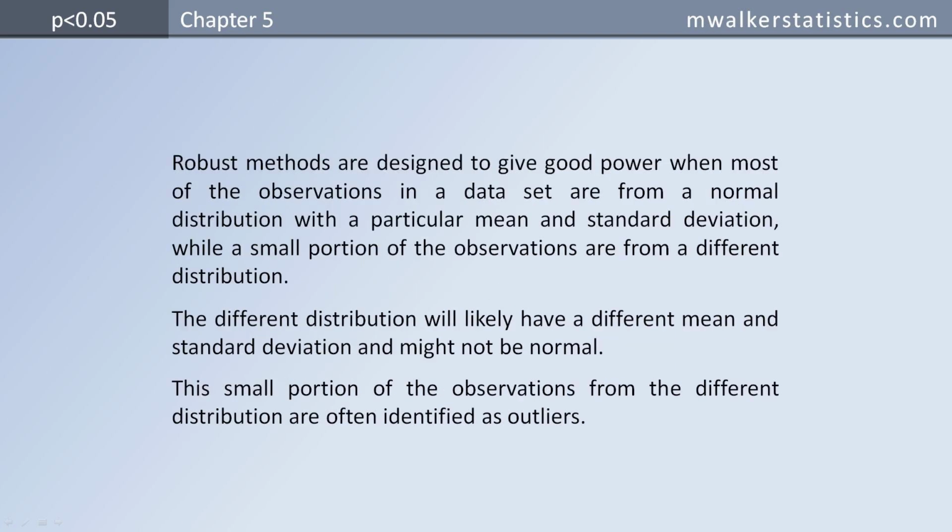Robust methods are designed to give good power when most of the observations in a dataset are from a normal distribution with a particular mean and standard deviation, while a small portion of the observations are from a different distribution. The different distribution will likely have a different mean and standard deviation and might not be normal. This small portion of the observations from the different distribution are often identified as outliers.